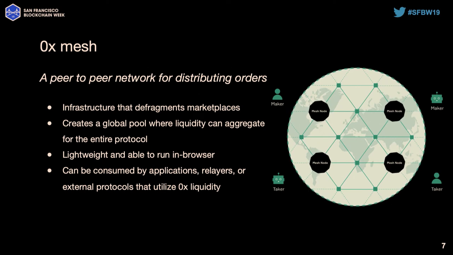And this liquidity just becomes a public resource that anyone within the protocol could utilize in any way that they like. I think in the long run, maybe there's like 80% of liquidity aggregating in ZeroX Mesh. And the rest of the protocol is able to tap into that, and then maybe like 20% or so is proprietary liquidity that can only be executed in other ways. ZeroX Mesh is also lightweight, and it's able to actually be run in a browser. So you could have completely decentralized applications that tap into the ZeroX liquidity pool.